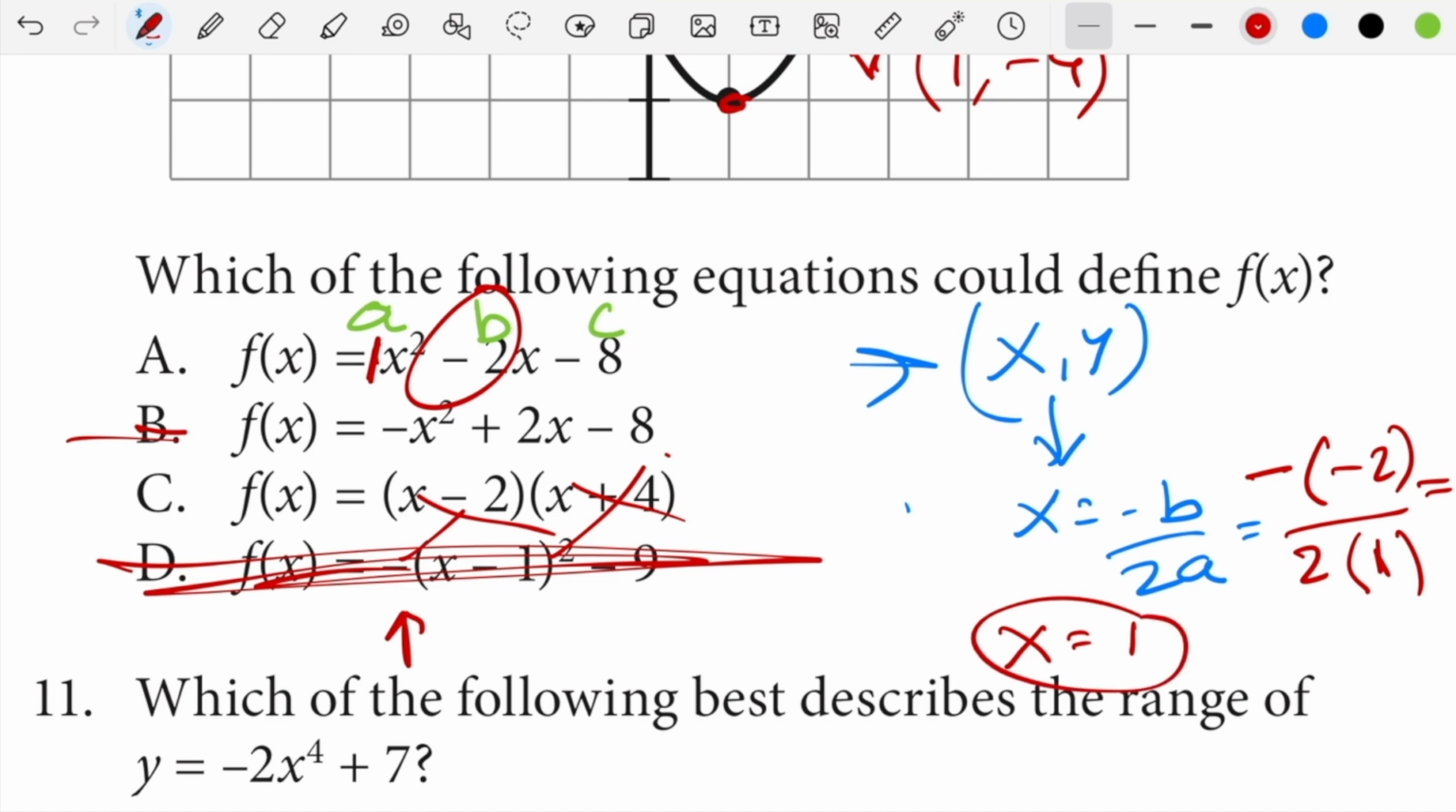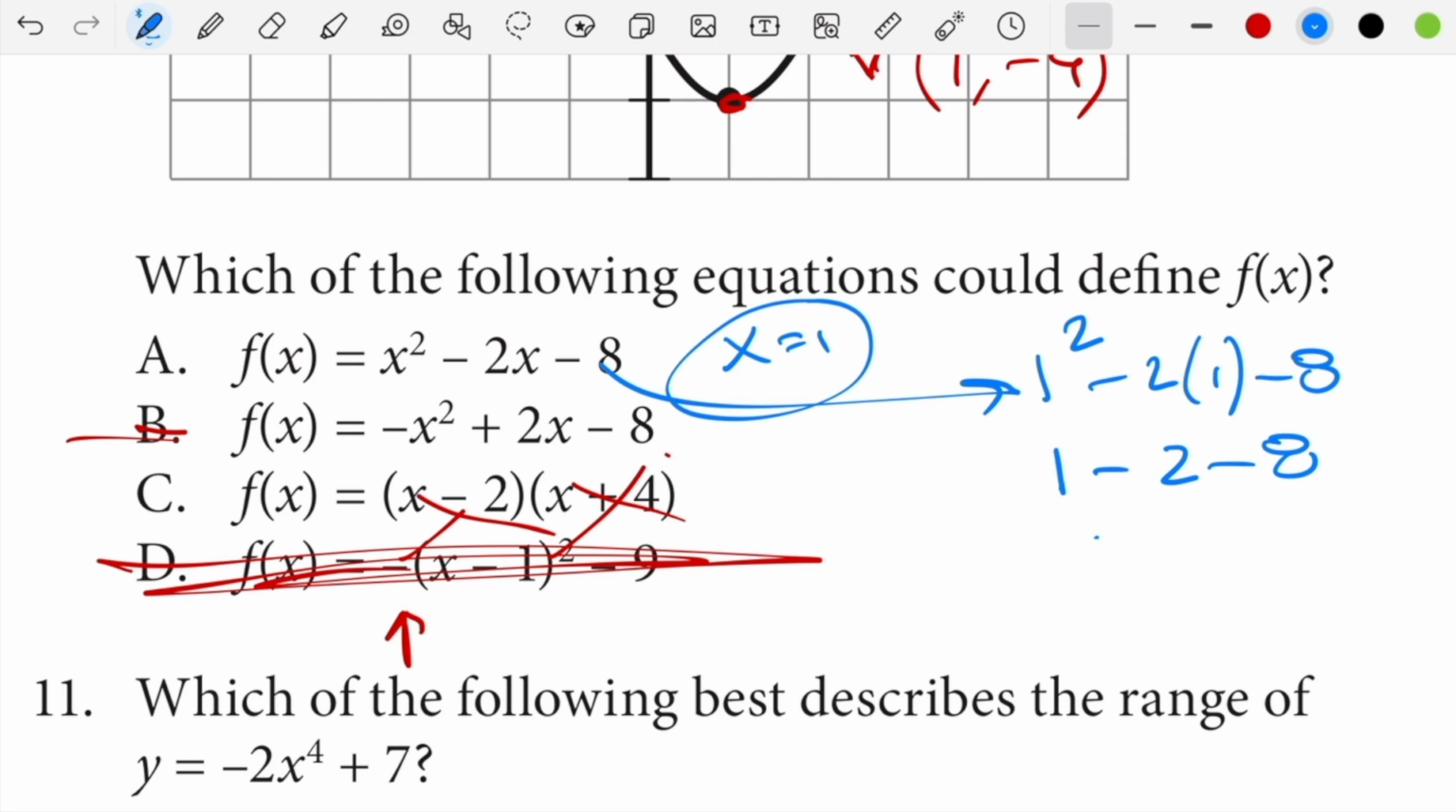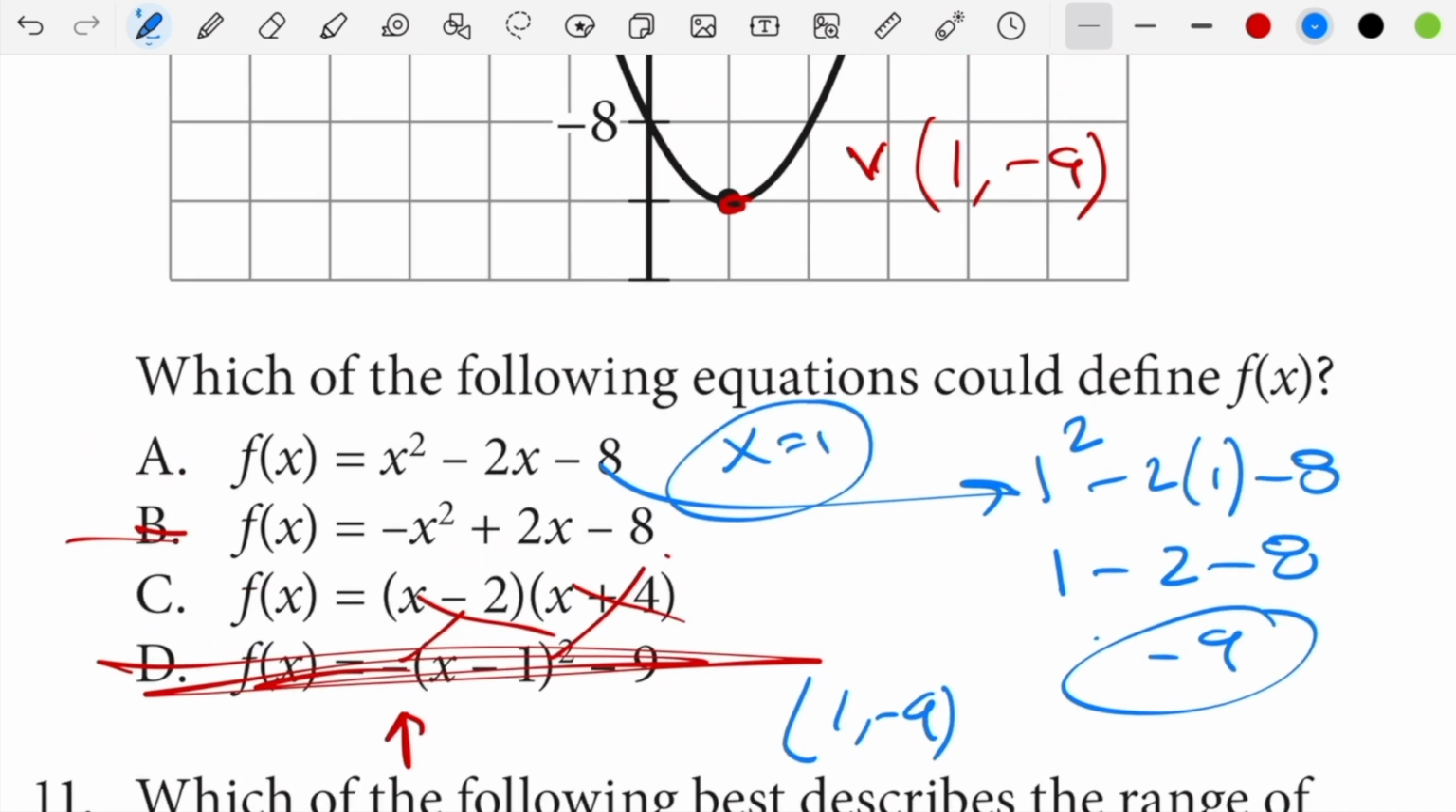All right? And now, let's find the y value. To find the y value, we go back and we plug it in here for the x values. We had that x equals 1, so it's going to be 1 squared minus 2 times 1 minus 8, which is going to give me 1, minus 2 minus 8, which is going to give me negative 9. So my vertex is 1 comma negative 9, which is what I have here. Positive, right? There's nothing much that I need.